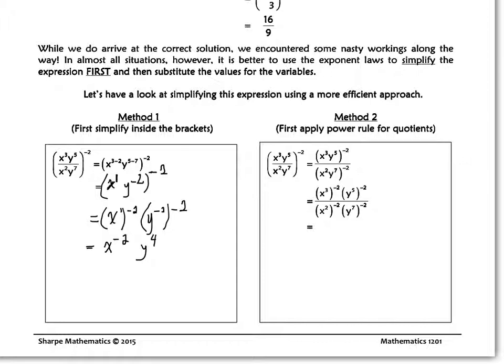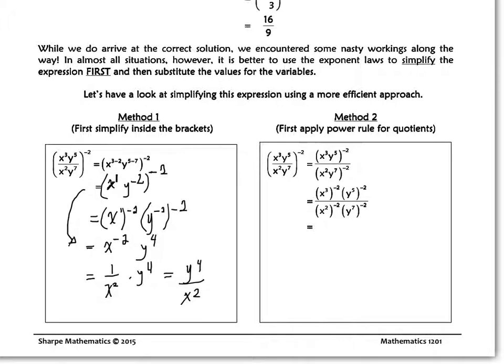Some people will do the multiplication in their head and go from this step right to this step. That's fine. So then you'd have 1 over x squared times y to the 4, because you can't have a negative exponent left in an answer that's simplified. So y to the 4 over x squared will be your answer.